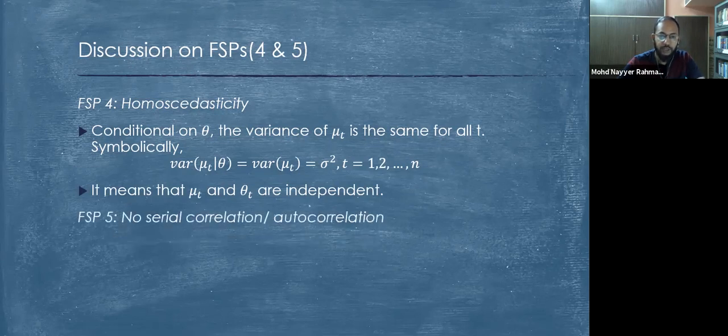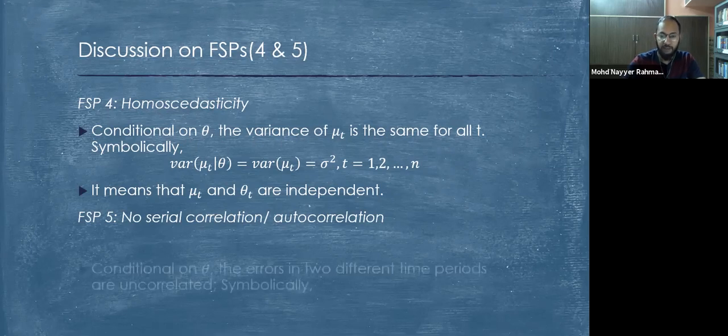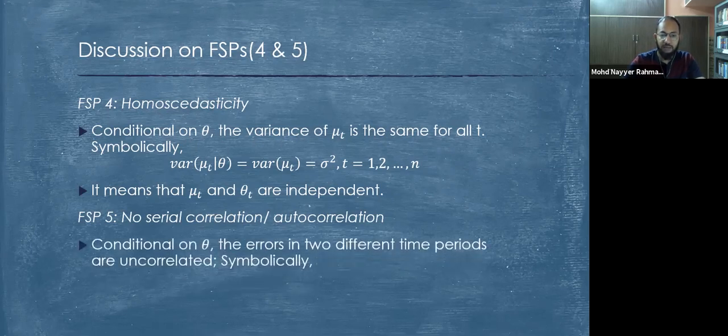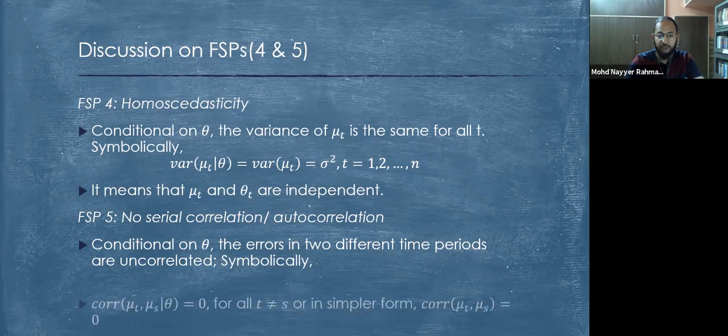Then the fifth is no serial correlation or autocorrelation. Autocorrelation is the correlation between the past and present values of the same variable, that is, conditional on theta, the errors in two different time periods. For example, GDP in 1991 and GDP in 1992. If there is correlation between the 1991 GDP value and the 1992 GDP value, then this is a problem, and we say there is a problem of autocorrelation. We have to reduce or treat that problem if we have it. Otherwise, again, we cannot draw inferences from our regression model.